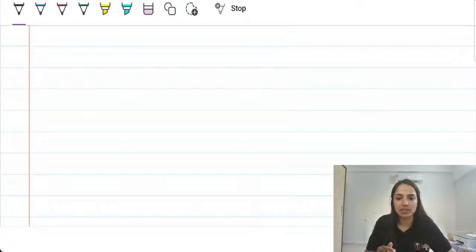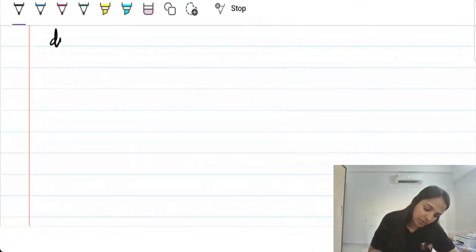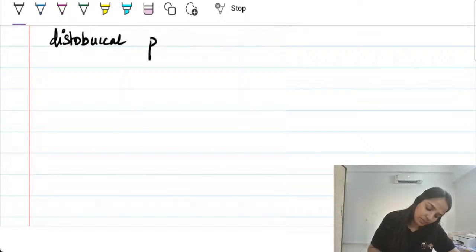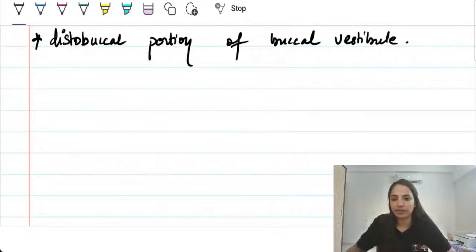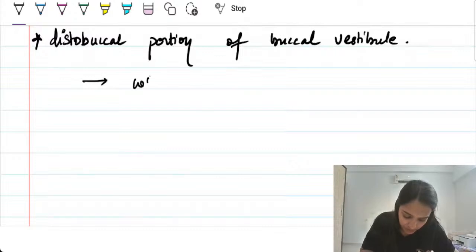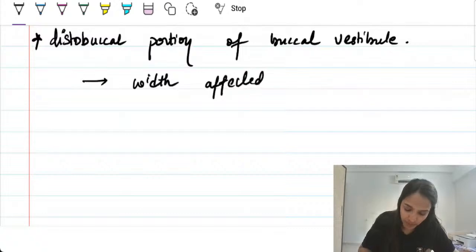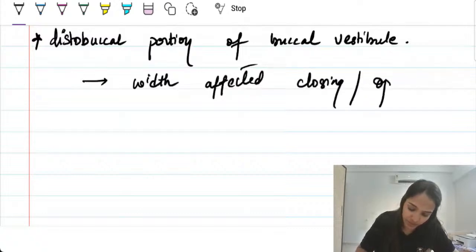Now, what happens is that the distobuccal portion of the buccal vestibule. Again, as I said, there is a width component of the vestibule and a height component of the vestibule. The width of this is affected by closing and opening of the mandible.